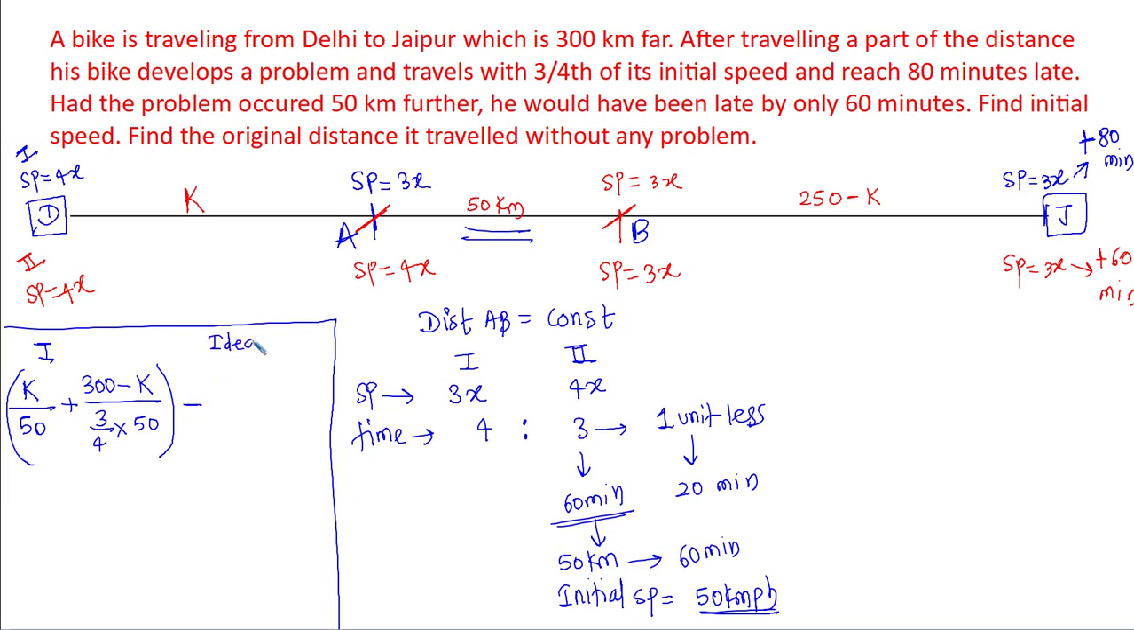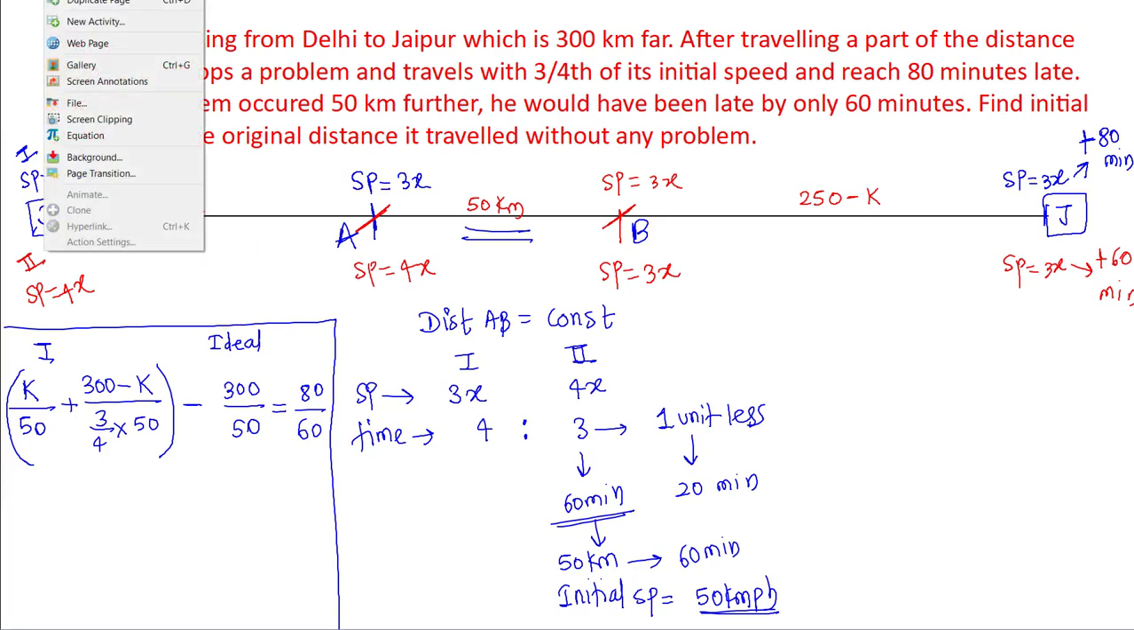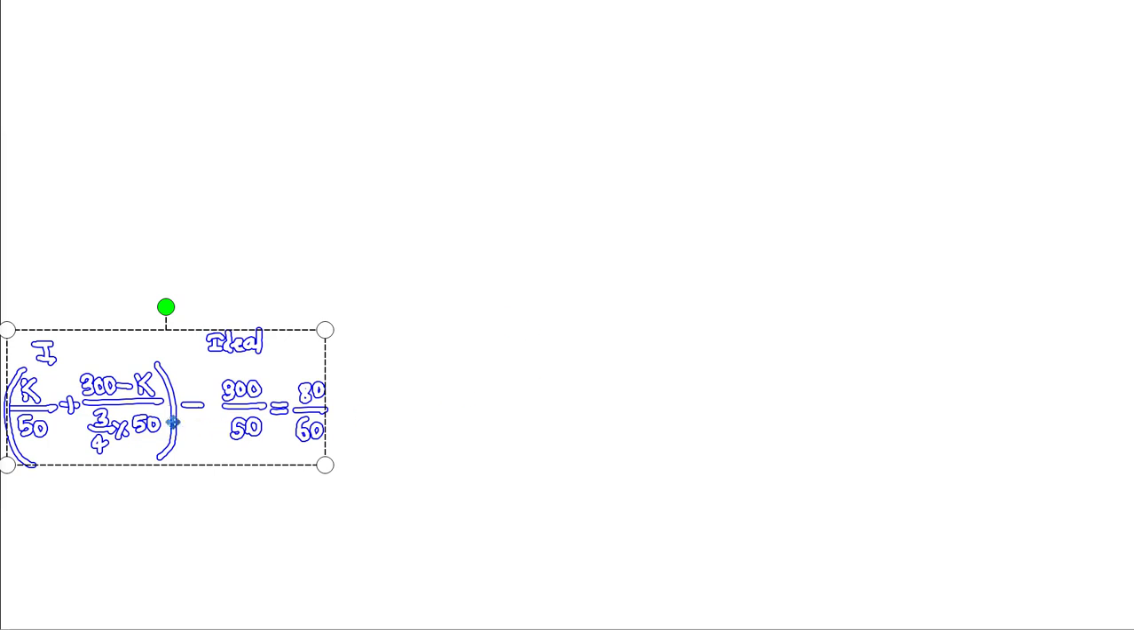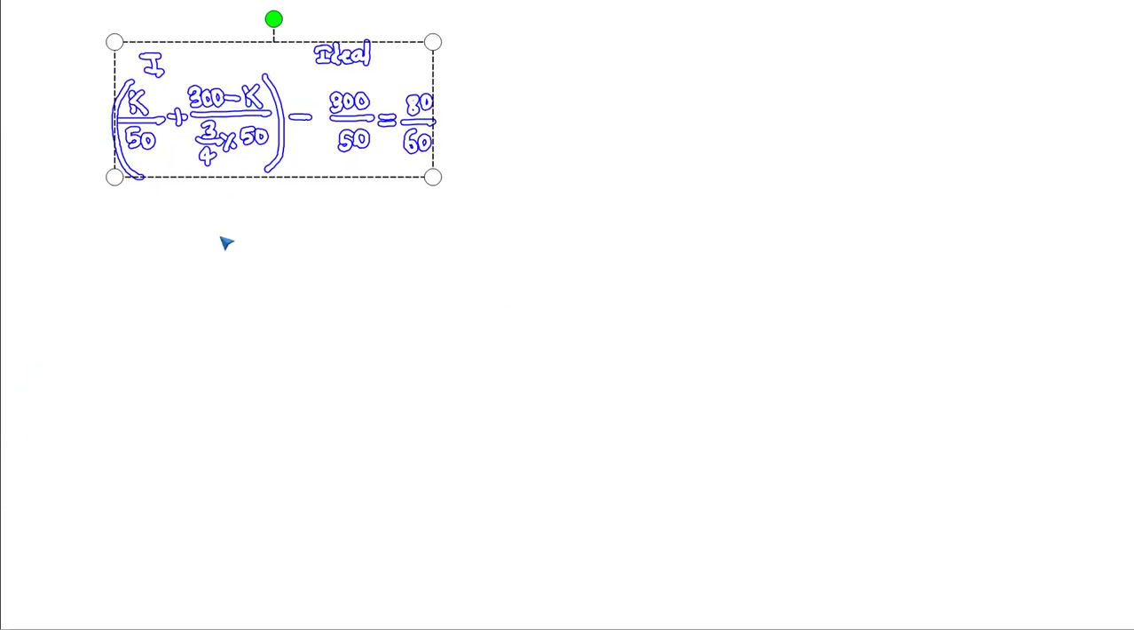And the ideal time taken is how much? Total distance 300 km we were supposed to travel with a speed 50. So this is the ideal time taken. The difference between the time taken in the first case and the ideal time is 80 minutes. Let's convert that into hours, that is equal to 80/60. So we are supposed to solve this equation to get the value of k. I will copy this equation and paste it in the next slide. So the value of k is the answer.